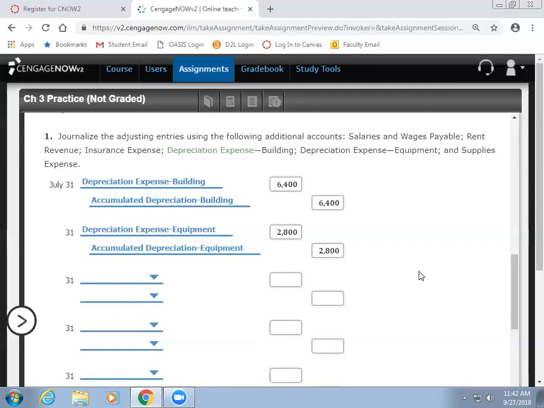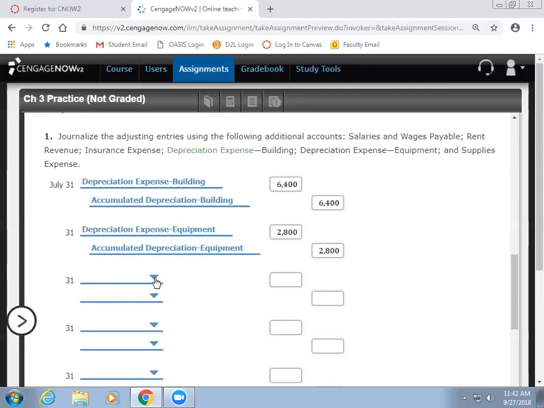So those are both depreciation ones. And the third one tells me I have accrued salaries and wages as of July 31st of $900. Again, that's an accrued expense. So we're saying we owe them wages that we're not yet paying, okay? So anytime you see an accrued expense, we're going to debit an expense account and then credit a liability account to show we're going to pay it later.